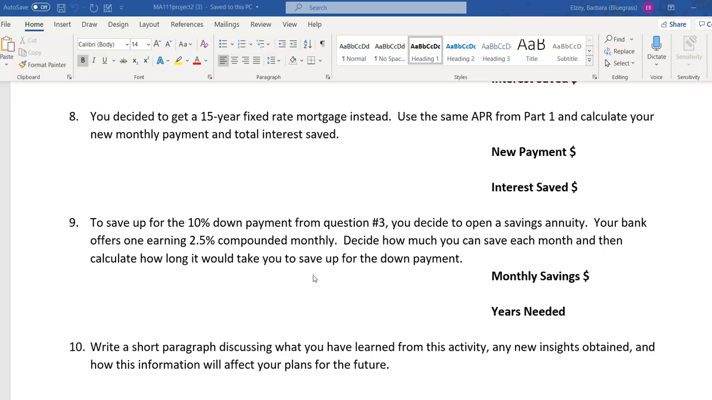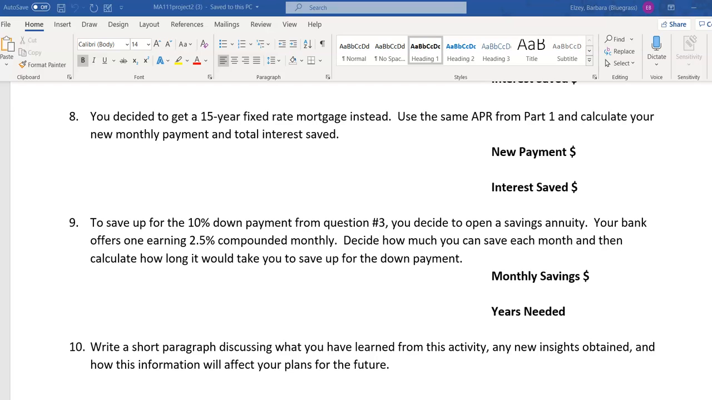To save up for the 10% down payment that you got in question number 9, you're going to open a savings annuity, and you're going to start saving money, putting in these deposits once a month at 2.5% interest compounded monthly. So it says decide how much you can save each month. So this is up to you. You might decide, oh, I'm going to save $200 a month. Or you might decide I'm going to save $100 or whatever it might be. Okay, so you can make up how much you think, once you're working, once you're out of school, how much can you save a month? And then we'll see how long it takes for you to save up that down payment.